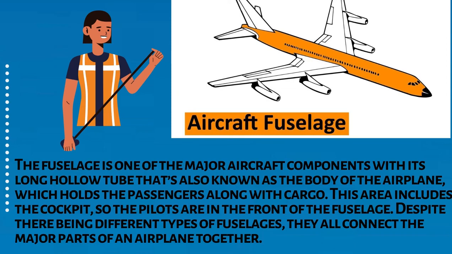Fuselage. The fuselage is one of the major aircraft components with its long, hollow tube that's also known as the body of the airplane, which holds the passengers along with cargo. This area includes the cockpit, so the pilots are in the front of the fuselage. Despite there being different types of fuselage, they all connect the major parts of an airplane together.